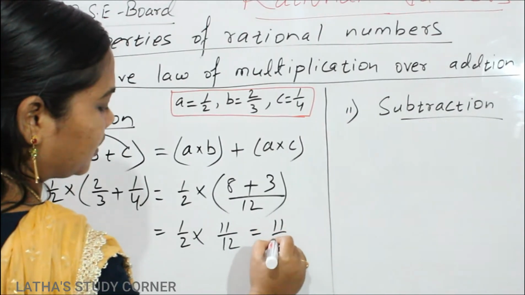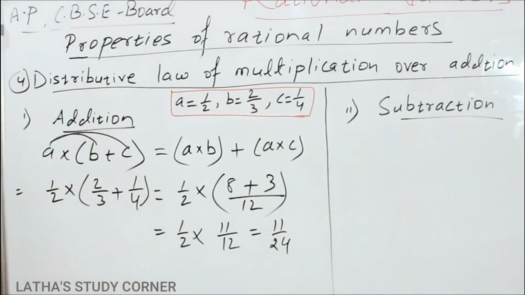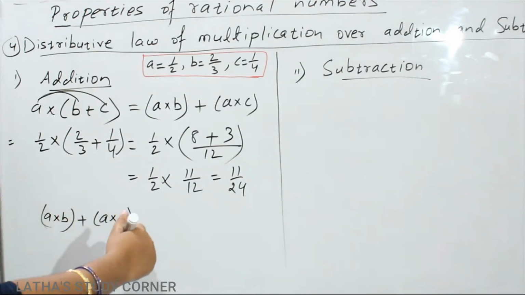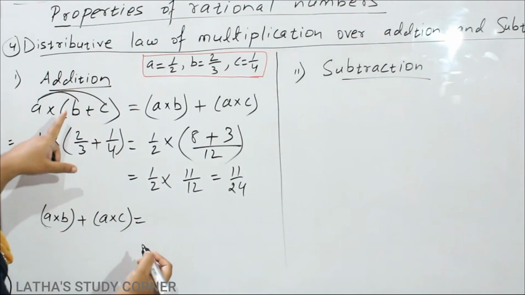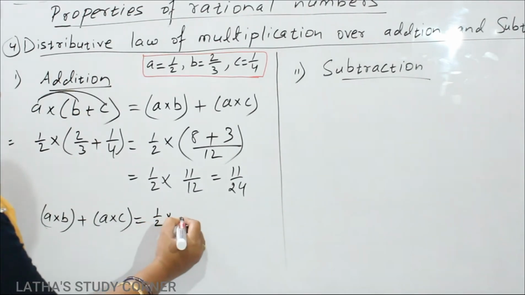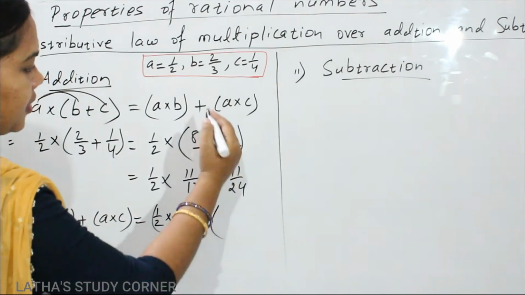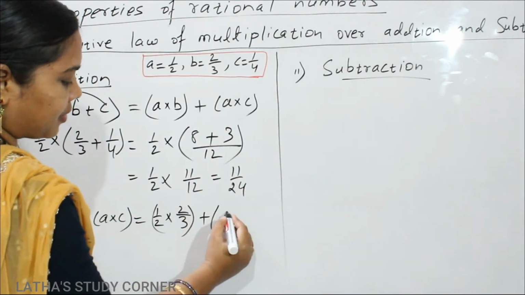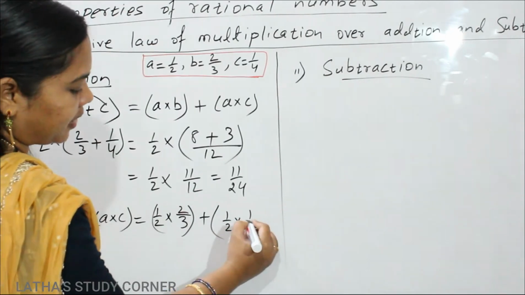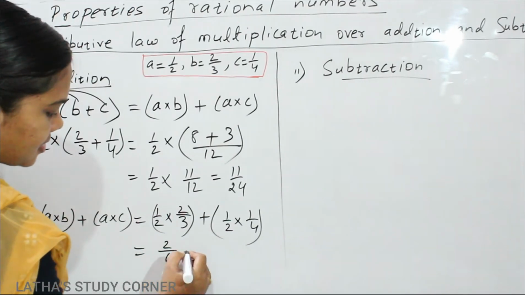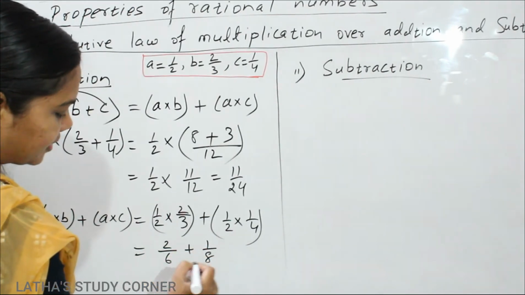It is 11 by 24. Now we'll check the RHS. RHS is what? A into B plus A into C. Its value is what? Let's see. A into B is 1 by 2 into 2 by 3, plus A into C, which is 1 by 2 into 1 by 4. Now 2 by 6 plus 1 by 8.